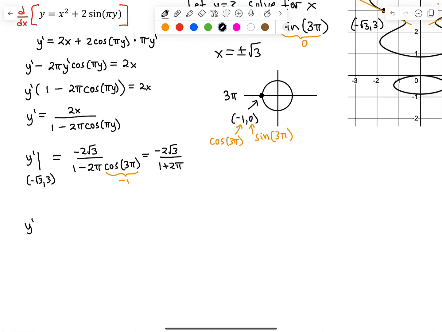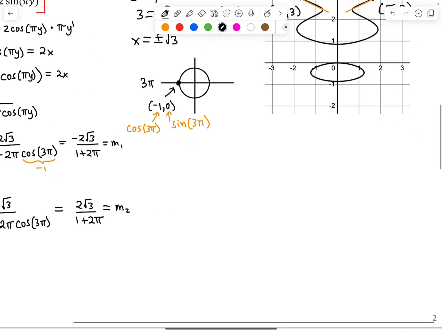Now let's find y prime evaluated at positive rad 3, comma 3. That gives us positive 2 rad 3 over 1 minus 2 pi cosine of 3 pi. And this time we're going to get positive 2 rad 3 over 1 plus 2 pi. This first fraction we'll call the first slope and the second fraction the second slope. Okay, now to find the equations.